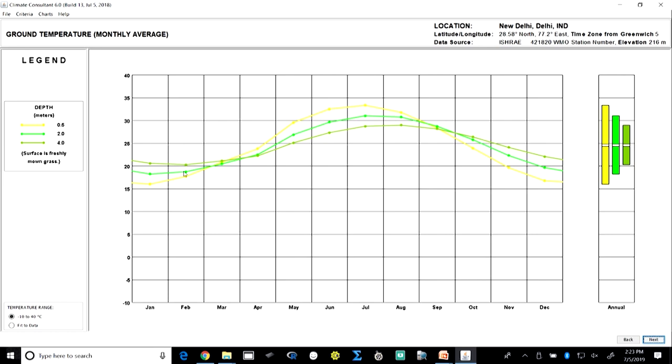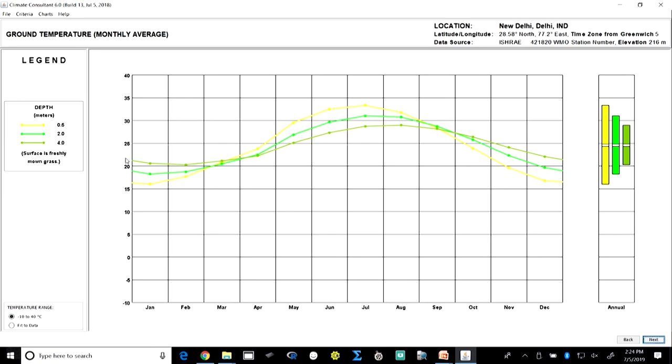So, we are looking at the depth of 4 meters, 2 meters and 0.5 meters, and we can see that the average temperature of the ground at a 4 meter depth remains largely within the comfort zone. So, in a climate like this, an earth air tunnel could be a great asset.